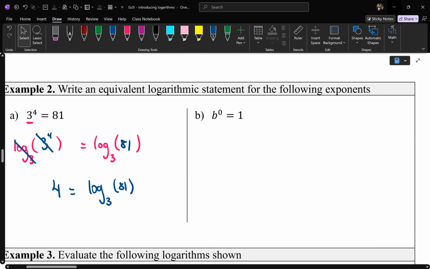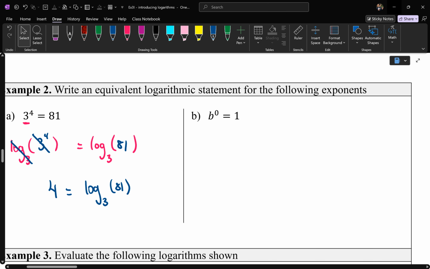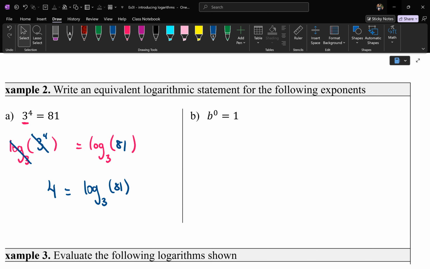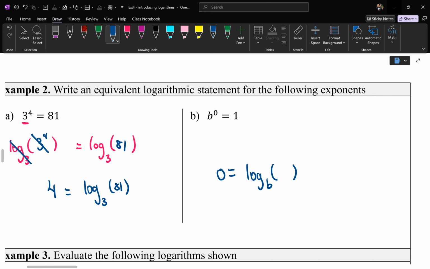Now you can continue doing the algebra, but hopefully at this point you can start to convert it in your head. What's b to the power of 0 equal to? 1. If I want to write it as a logarithmic statement, what would it be? Log base b of... I want a statement here. So what should it be? Change that to that statement. What would it equal to? Like that? We're happy with that? Very good.